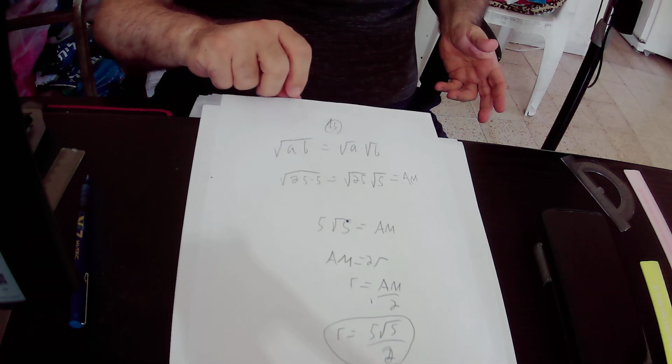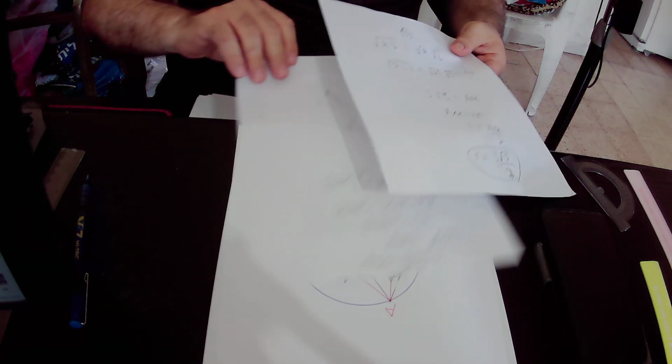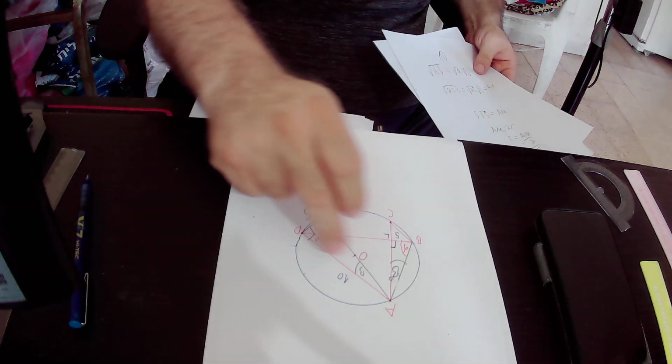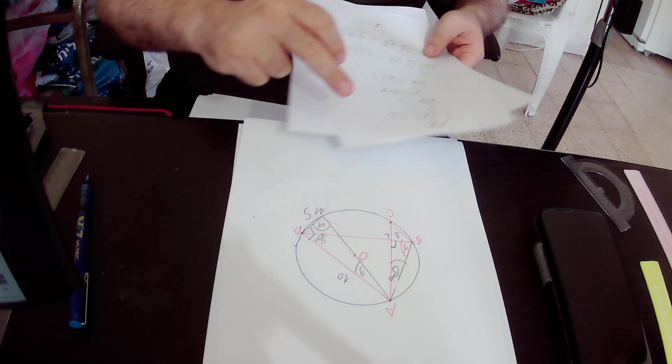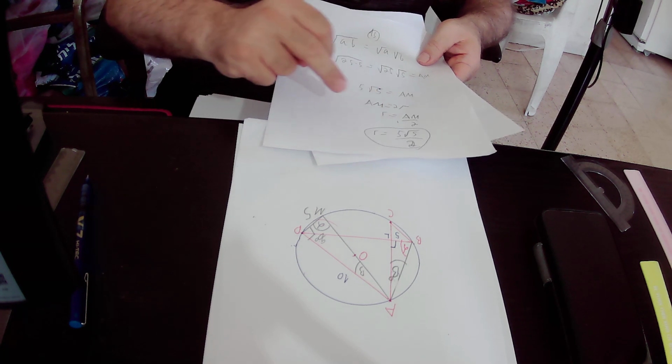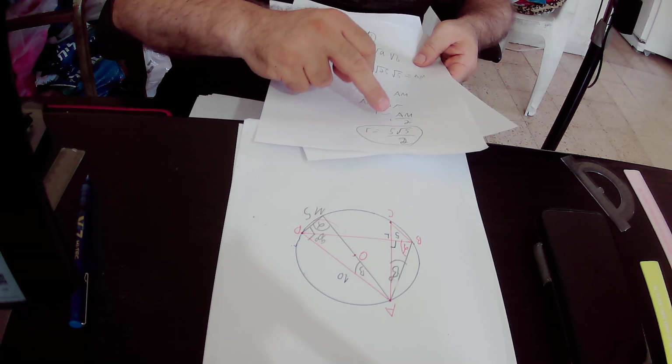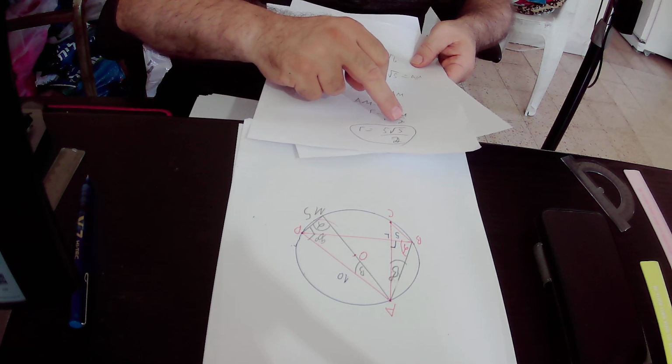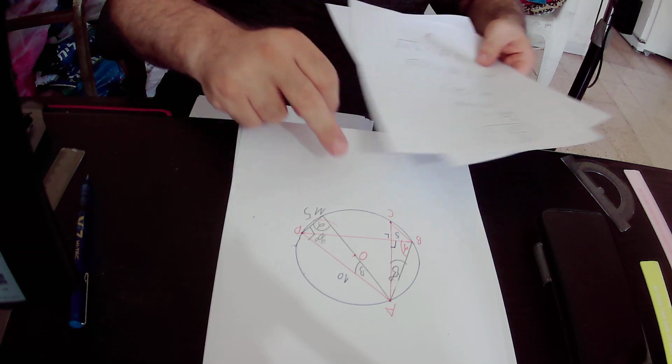So the answer to the question is that the radius of this circle is 5 times square root of 5, over 2. Okay, the radius of this circle is 5 times square root of 5 over 2. That is the radius of this circle.